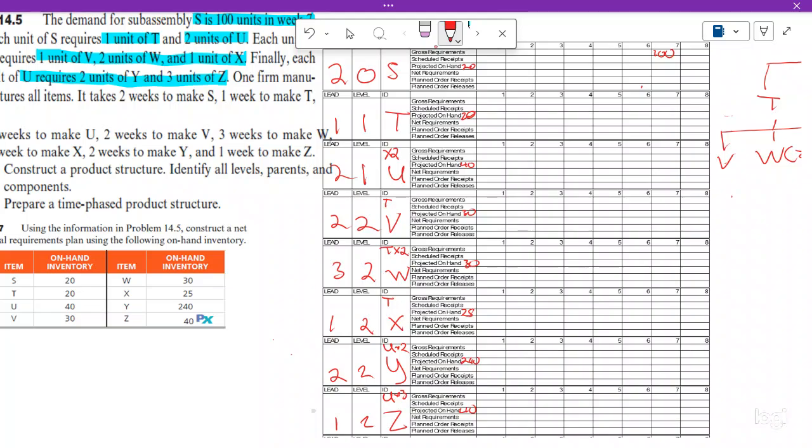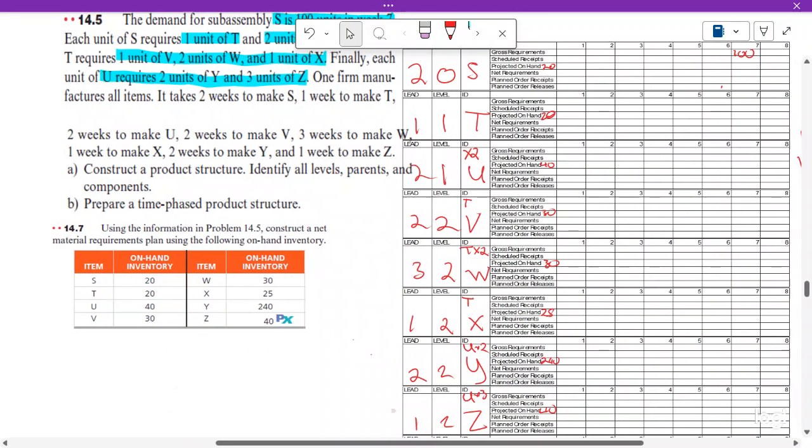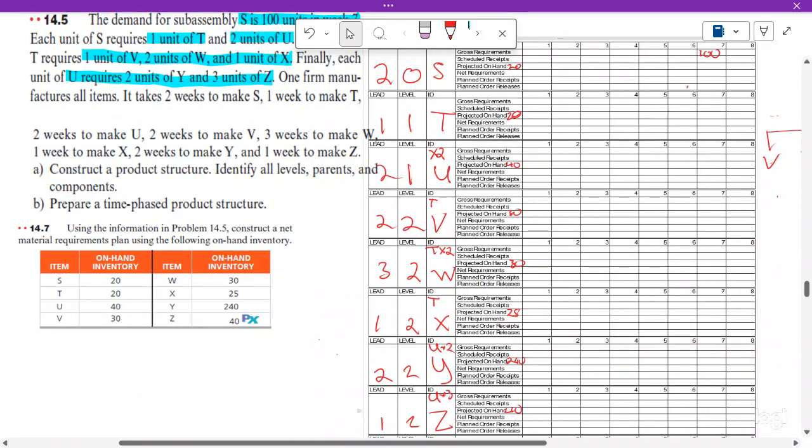I'll ask you what is it that you must do. Firstly, I'll say construct a product structure. Again, identify all levels, parents, and components. That's the first task, and you do that for A.